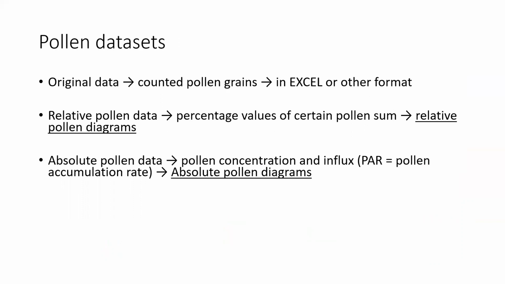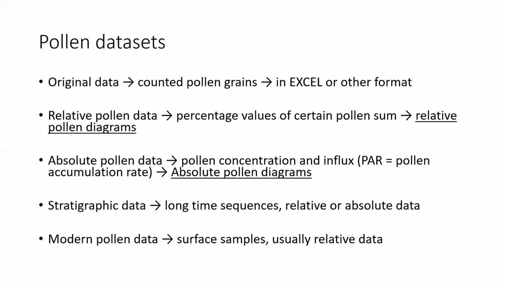Basically, what we mean by relative pollen data is data that gives percentage values compared to a certain pollen sum. So you get these relative pollen diagrams, which we will look at more closely shortly. And then there's absolute pollen data. That means you can have the absolute concentrations or pollen accumulation rates, and those can then be absolute pollen diagrams.